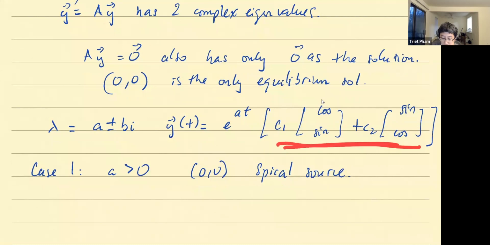The contribution of B is it only contributes to the so-called frequency, the period of the solution, and it will contribute to the circular nature, the spiral nature of the solution, or the periodic nature of the solution. Because you have a periodic component in your solution, the B part plays a role in the frequency, the A plays a role in the magnitude. All right. So if A is positive, it's clear that this part goes to infinity, and that's why it's a spiral source.